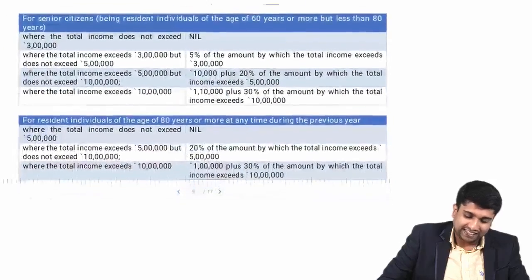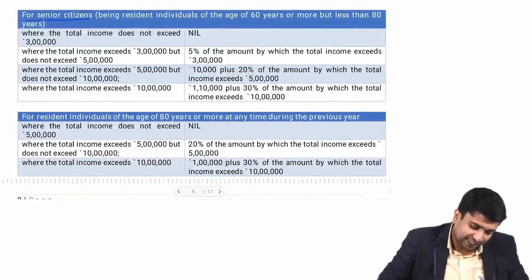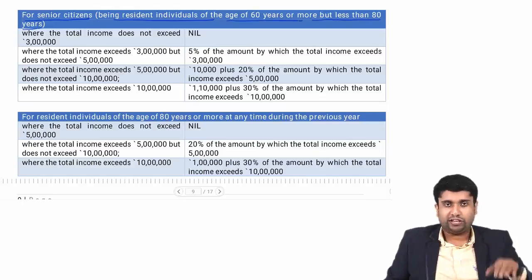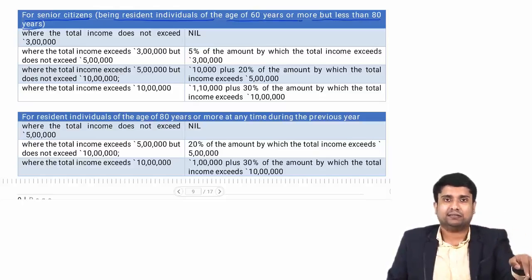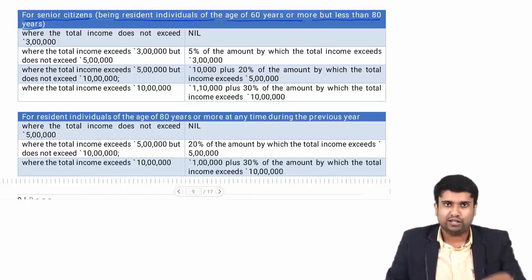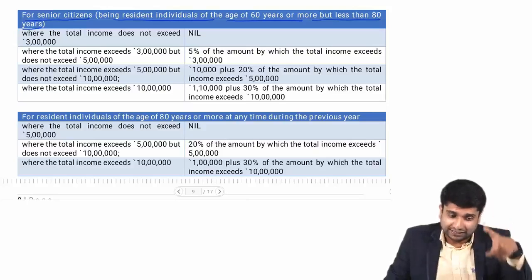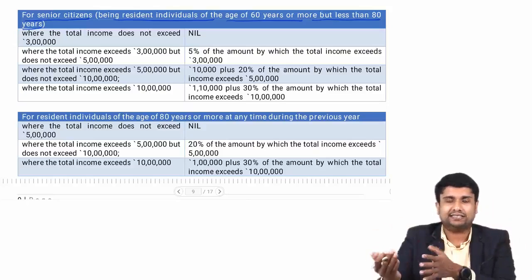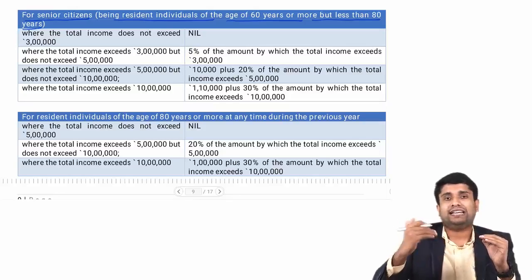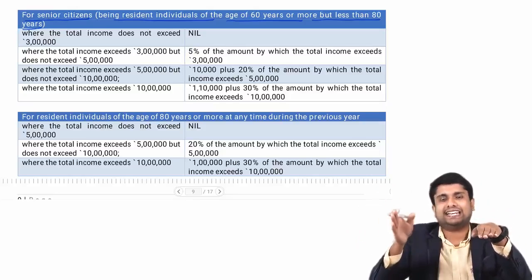And then there are certain relaxations which can be made use of by certain types of individuals. For senior citizens, being resident individuals of age 60 years or more but less than 80 years. So if you are a resident senior citizen, what do you mean by resident? That we will discuss in the next chapter while discussing the residential status of an individual. For the time being, resident means a person resident in India. And who is a senior citizen? The person who is 60 years or more, but should not be 80 years or more. So it should be between 60 but less than 80.